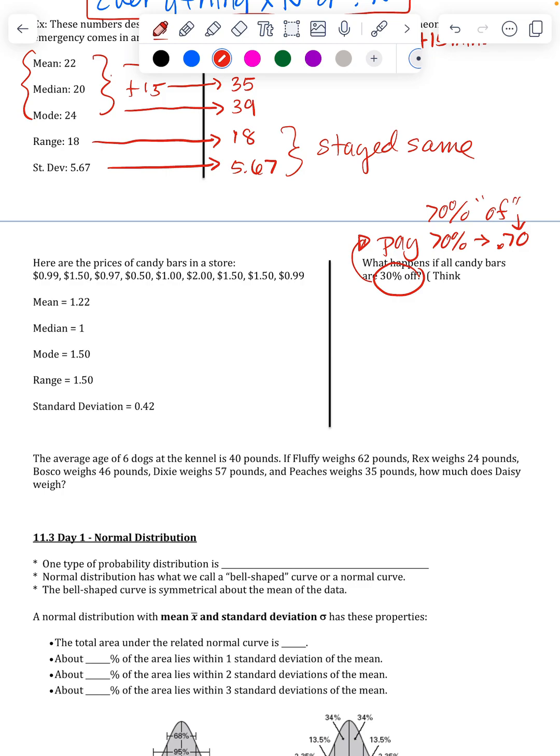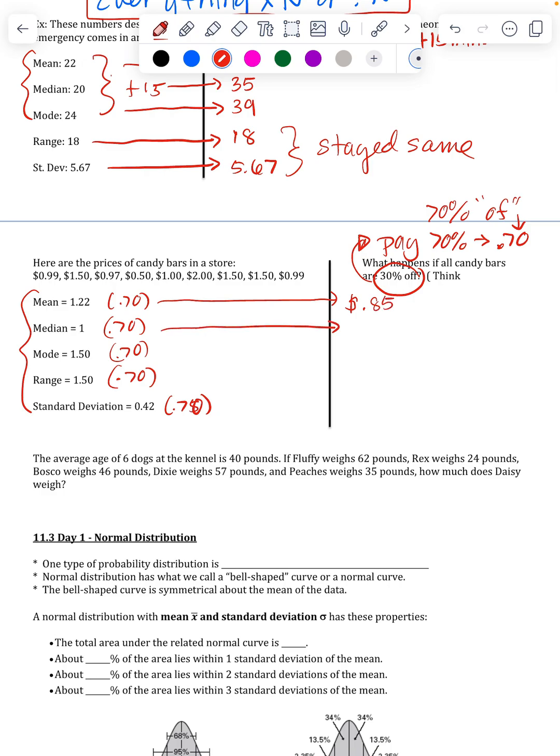Since it's multiplication, we learned everything will change. And so this is going to get multiplied by 0.7. So is this. So is everything, not just the measures of center. Everything is going to shrink to 70% of what it was before. So when I multiply 1.22 times 0.70, keeping in mind that it's money, so I'm only going to use 2 decimal places, now it's only 85 cents.